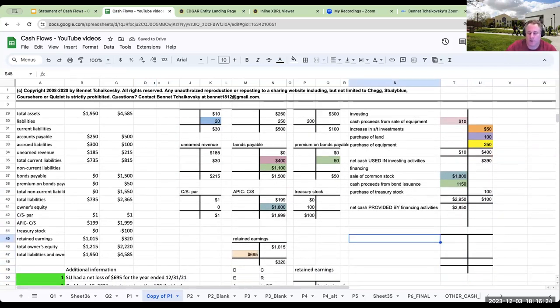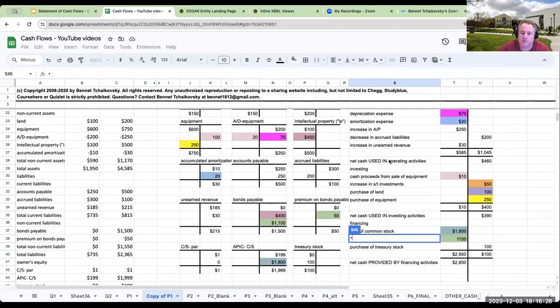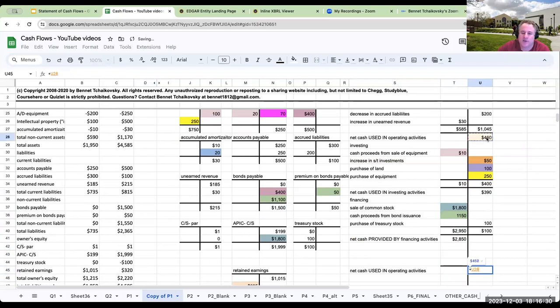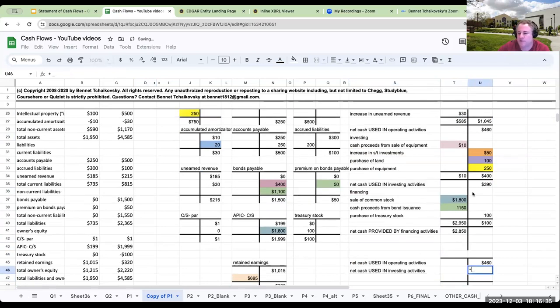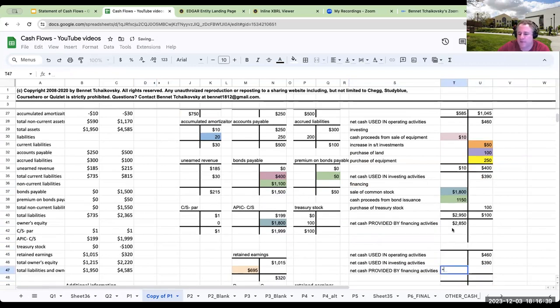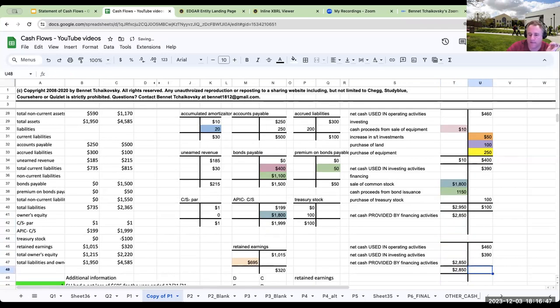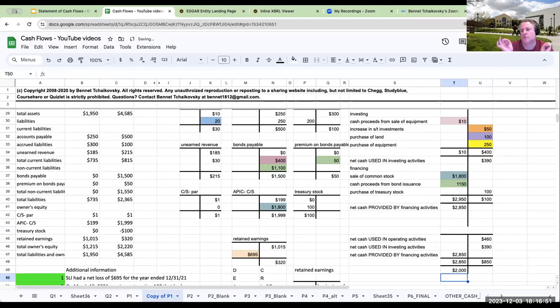So when I'm going through over here and I'm looking at, I've got net cash used in operating activities of 460, net cash used in investing activities of 390, net cash provided by financing activities of 2,850. Remember, I'm adding these up, subtract the smaller from the larger value, leave the remainder on the larger side. So when I add these up, I get to 2 million.